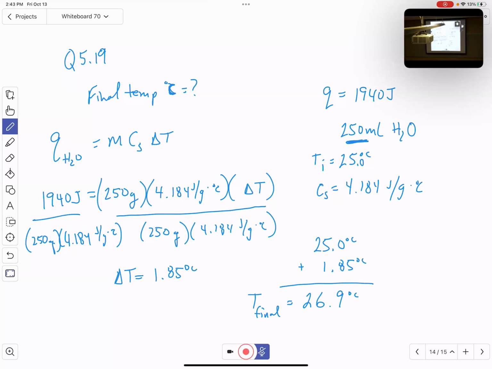I would say three significant figures, right? One decimal place, because we have one decimal place in the 25.0 degrees Celsius. So when you add, you should have one decimal place, so I would round that up to 26.9 degrees Celsius for our final temperature for question 19.